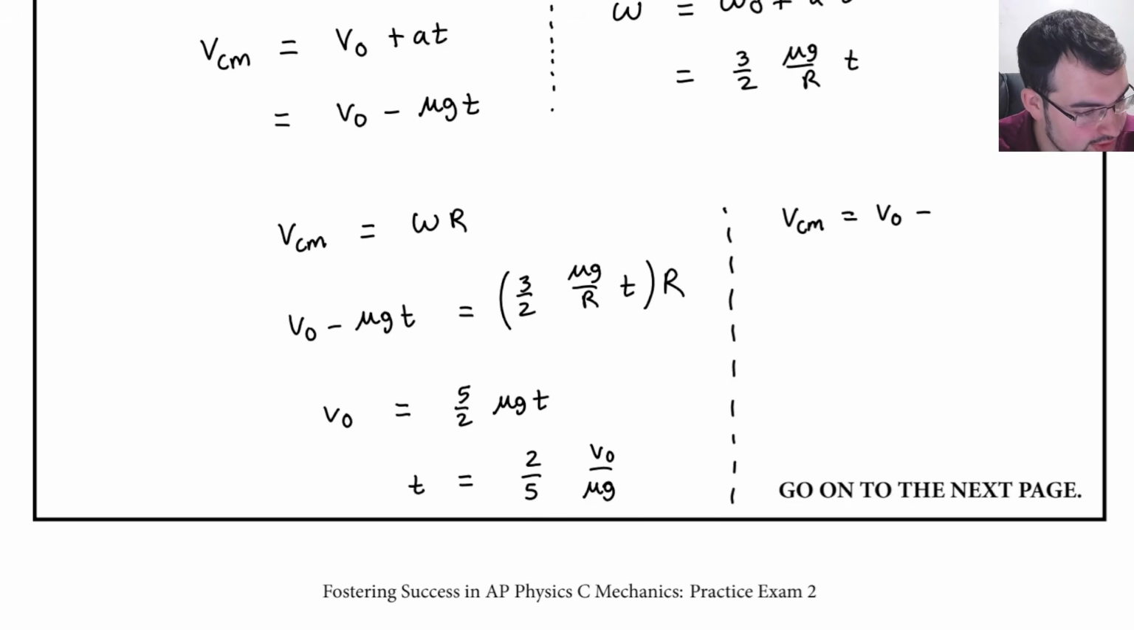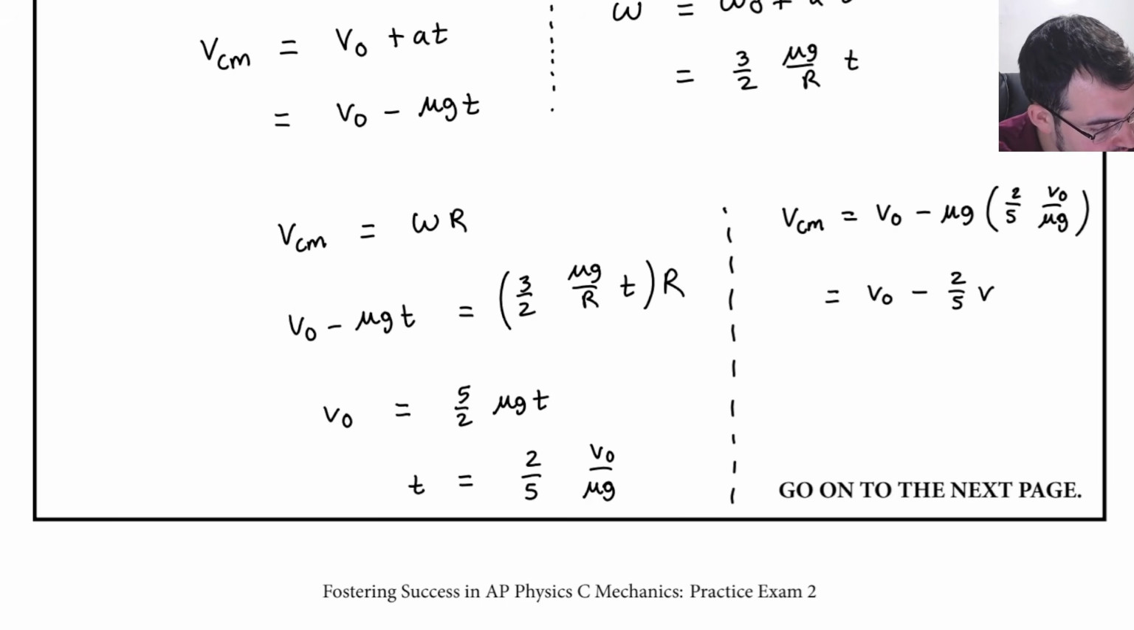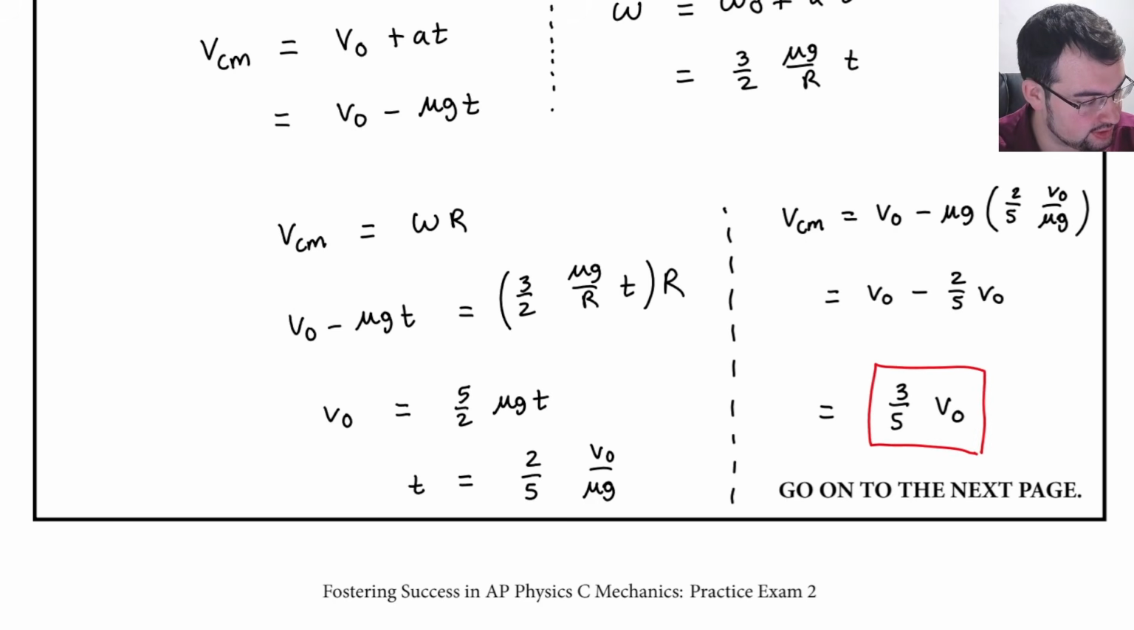Our acceleration was minus mu g. So we have v0 minus 2/5 v0 over mu g. Alrighty. So we get v0 minus 2/5 v0, which is nice and clean, 3/5 v0, which interestingly enough is like the coefficient for the solid sphere. I'm not sure if that's a coincidence or not.